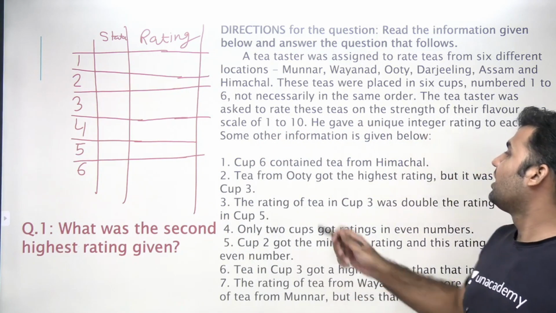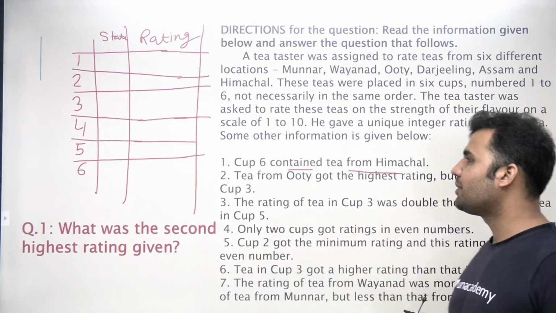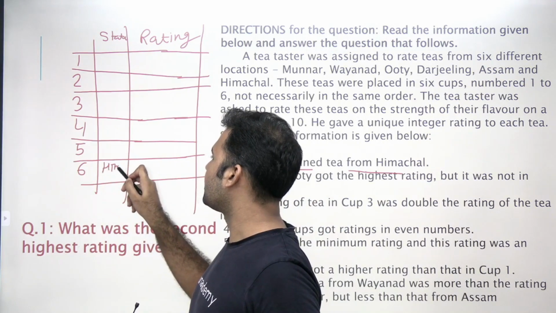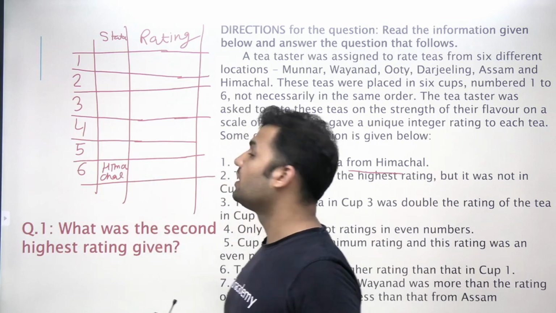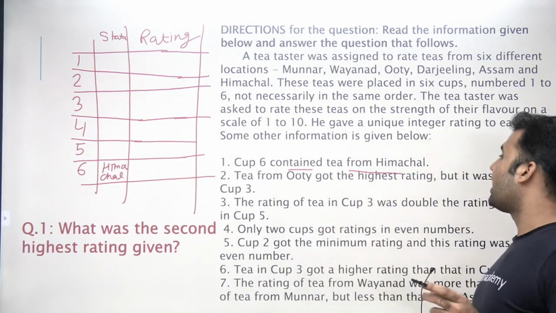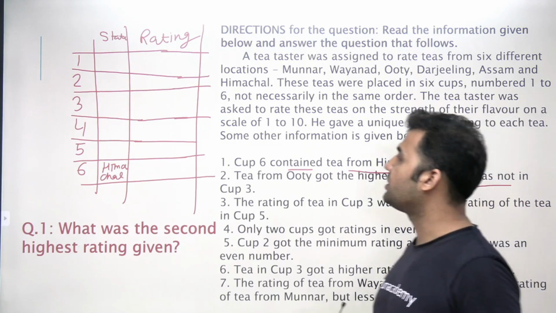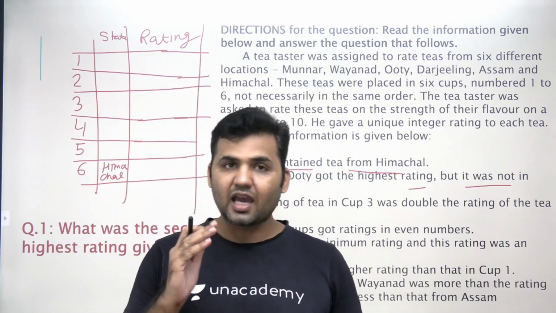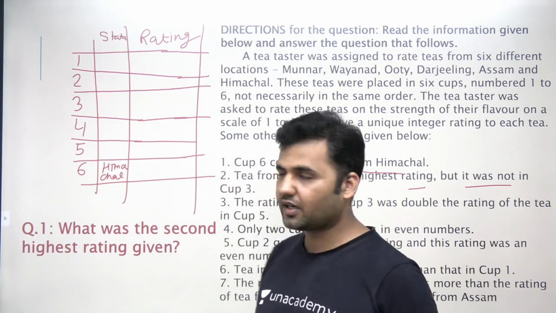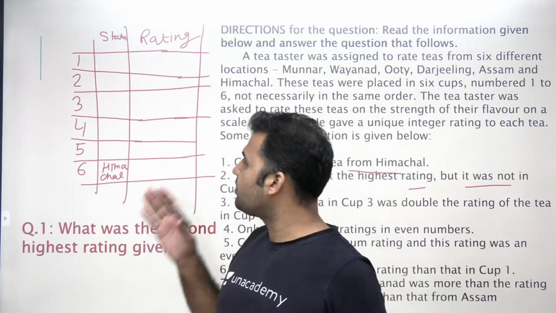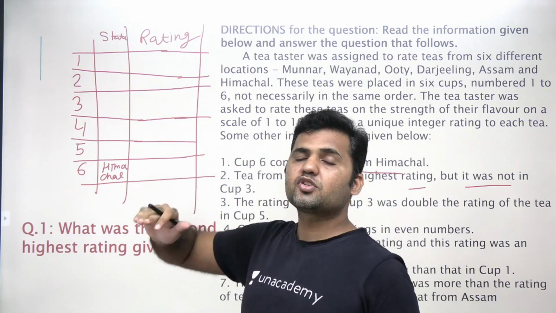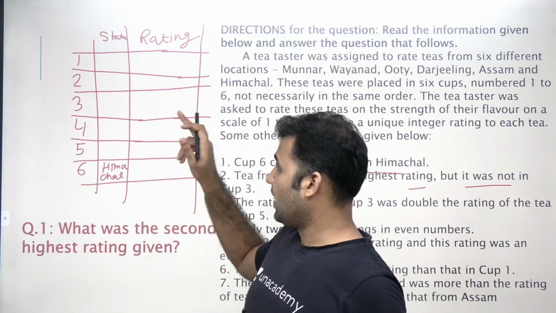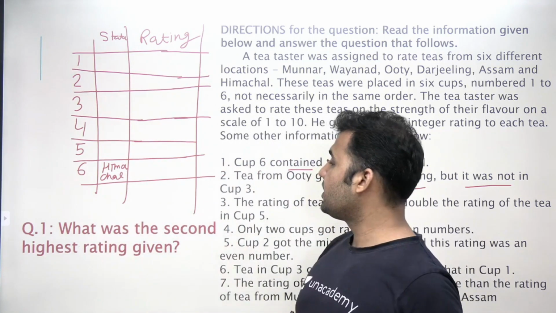The first statement says cup number 6 contains tea from Himachal. So straight away I can write down the name of the state here. The state name is Himachal here, right? Okay. Tea from Ooty got the highest rating, but it was not in cup number 3. So cup number 3 did not get the highest rating. What is the highest rating? It can be any number from 1 to 10. We do not know what that highest rating is. Obviously, if there are 6 cups, the minimum possible highest rating is 6. The maximum possible highest rating can be 10. So it can be any number from 6 to 10, but we do not know what number the highest rating is. This is something we need to find out.